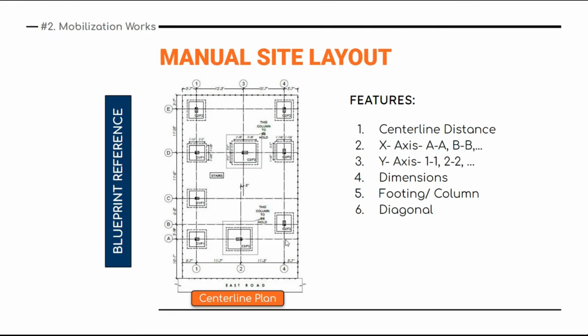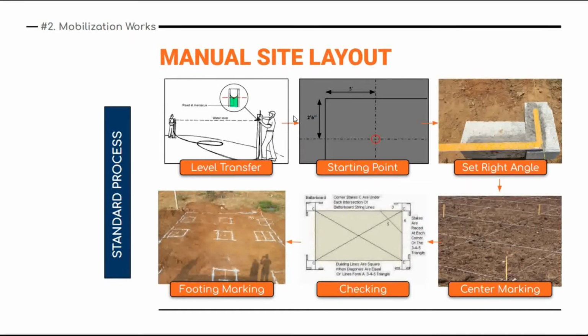So from this particular point to this point, what is the diagonal length, and from this point to this point, what is the diagonal length. Write it manually, so that after the layout is done, you can check it out manually. If it is right, then go ahead. Then let's understand the process of manual site layout.